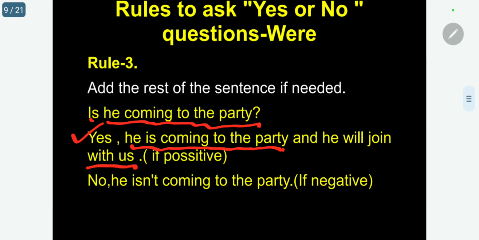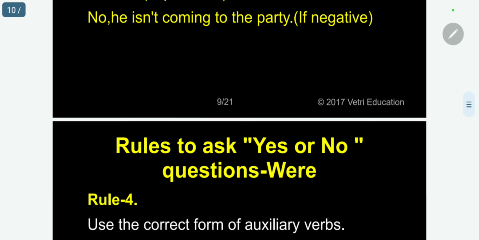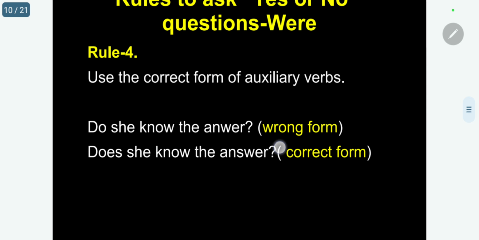Positive. Suppose no, he isn't coming to the party. Negative. For the negative, explanation not required. Now, rule 4. Use the correct form of auxiliary. This we have already discussed. Again, I am giving one more example. Do she know the answer? Is it correct? No. Wrong form.